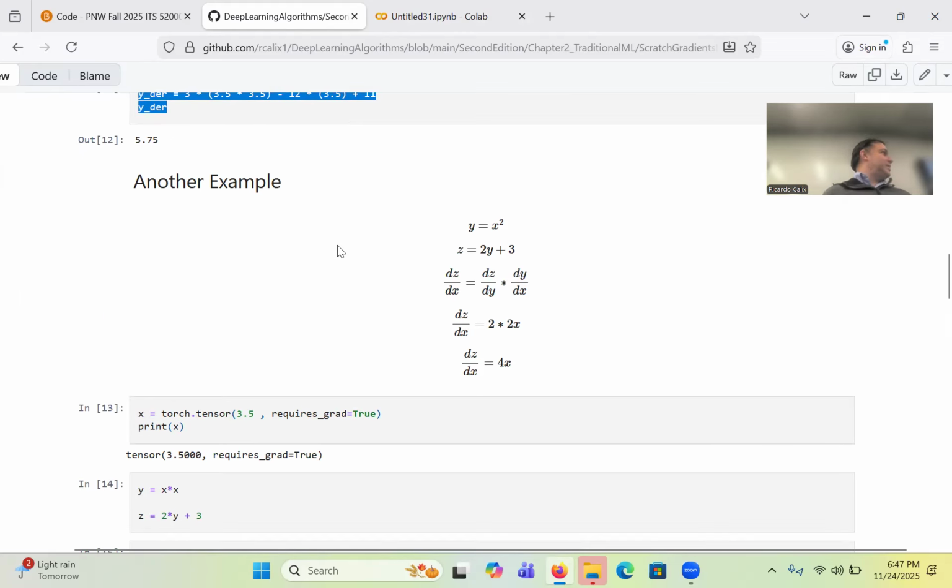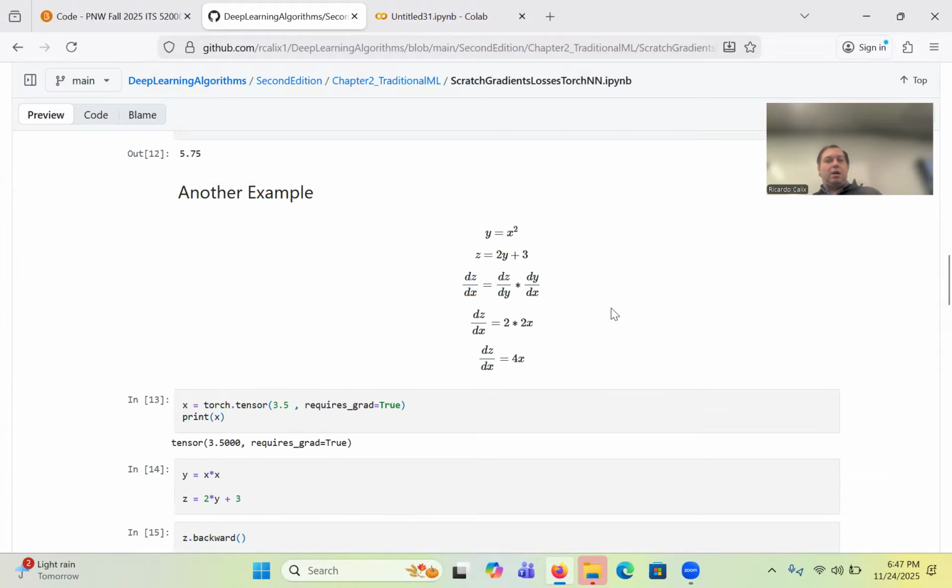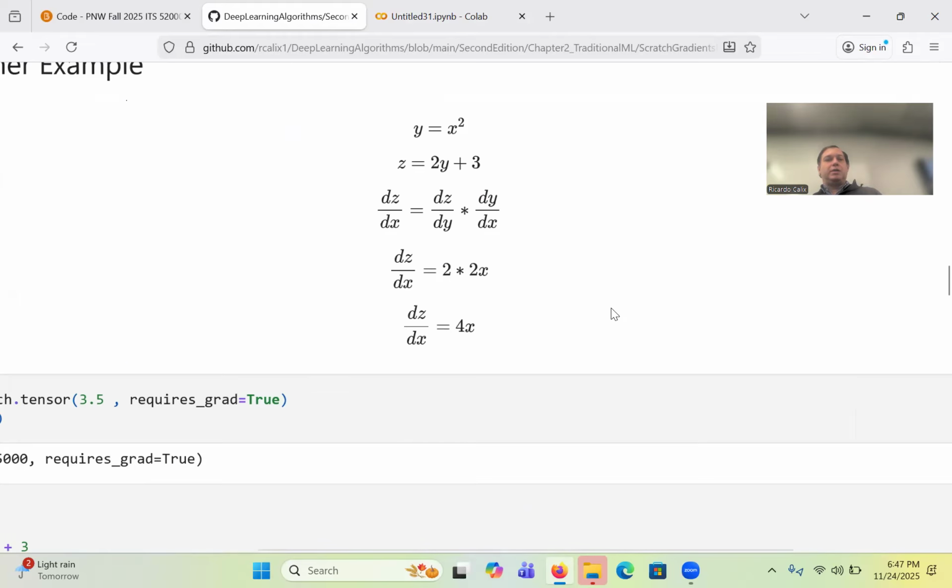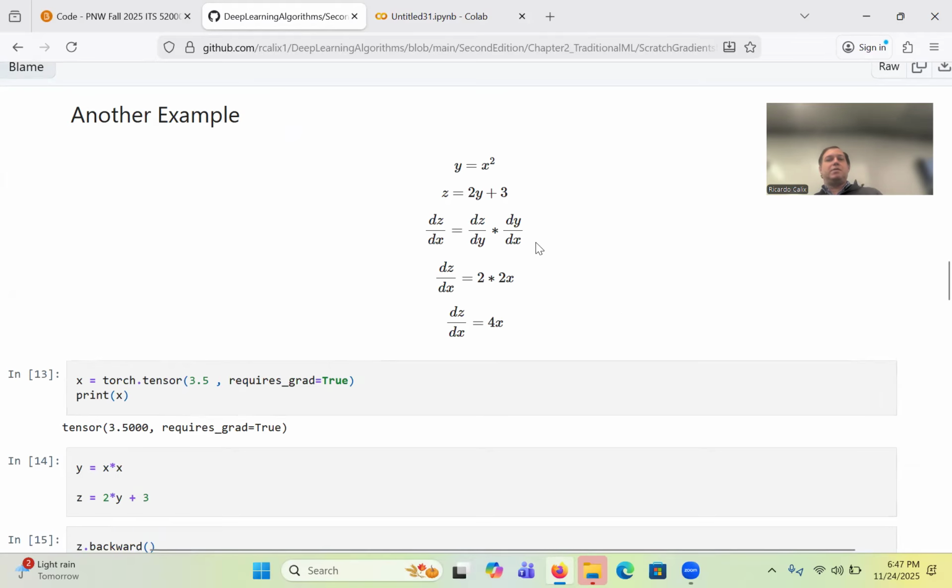Another lovely example, right? More involved in calculus here. Let's do another example just to drive this. So here there's two functions. The main function actually represents a couple of layers, something like that. So we have z equals 2y plus 3. And then we have y equals x squared.